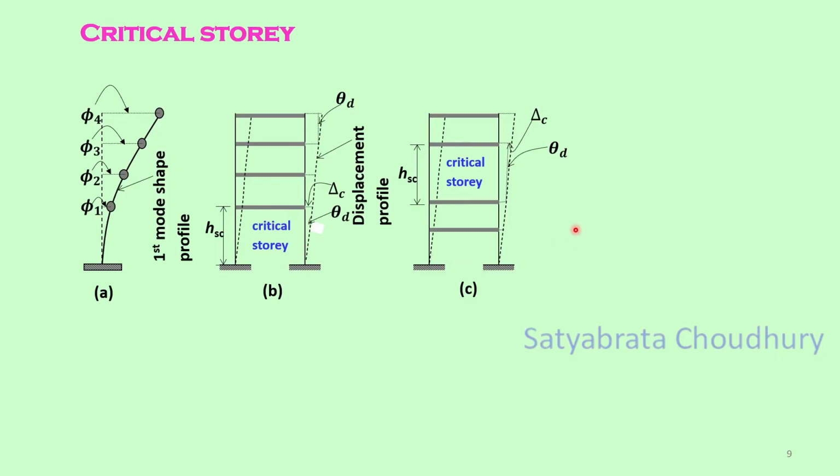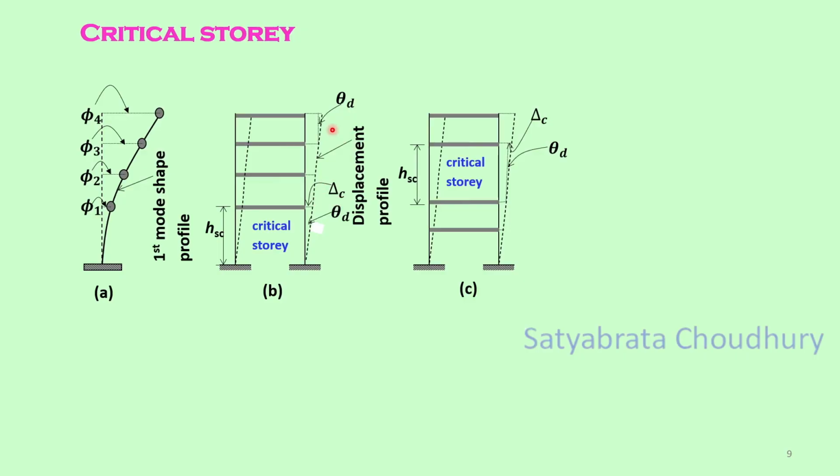In the second figure, the ground story, first story, second story is having the largest height. So this becomes the critical story. So let us denote the height of the critical story as HSC. Here also it is HSC. And we have our design displacement theta D. At the critical story, the sway of the frame is delta C. We are giving this notation.